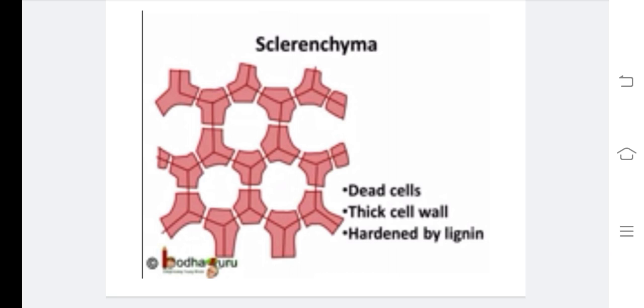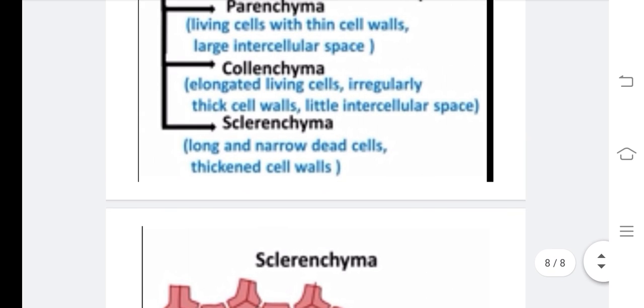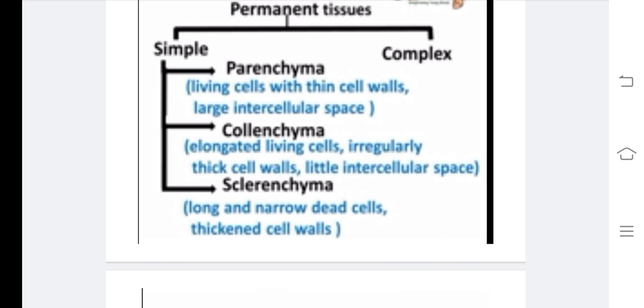That's all. I have covered only the simple permanent tissues, children. Please note down this diagram in your classwork and write this chart, children. Very, very important. After opening, definitely I am going to ask you, please complete your classwork. Clear? Thank you, children.